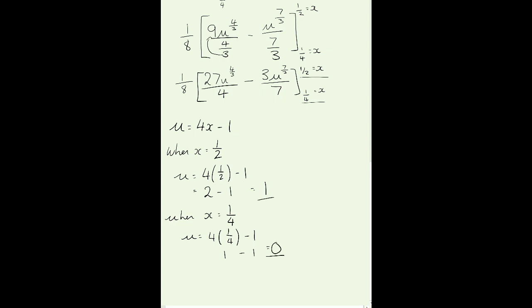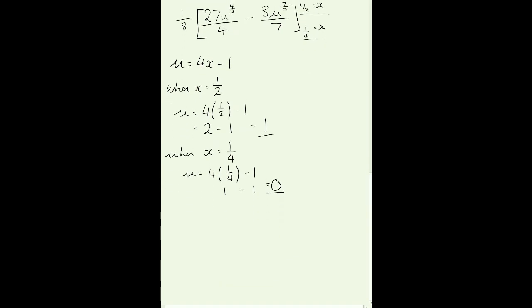So we've ended up going from a half and a quarter as our limits to something far nicer, 0 and 1. So let's just give ourselves a little bit more room. We're now going to copy down this line again, but this time giving our limits in terms of u. So I've got 27 u to the 4/3 over 4 minus 3 u to the 7/3 over 7 between 0 and 1. So what's nice here is that we know that we're just going to be subtracting 0. So I only need to substitute 1 back into this equation.